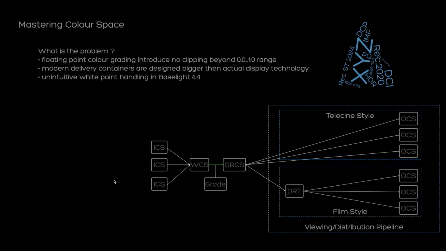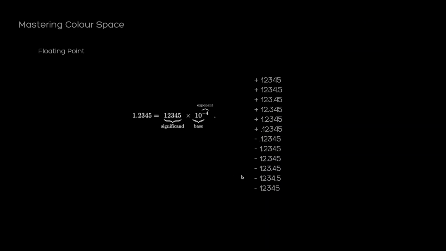The first concept we will look at is the mastering color space. First, I explain the problem we are trying to solve. The problem comes with floating point color grading because floating point processing does not impose any practical numerical limitation and can achieve values below 0 and above 1. So there is not really any restriction in the viewing pipeline compared to integer-based or LUT-based systems.